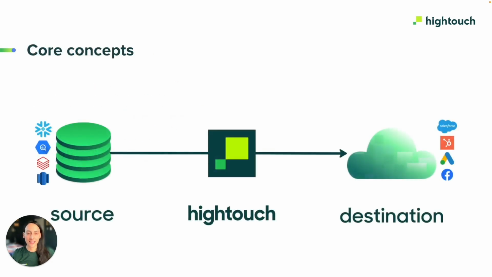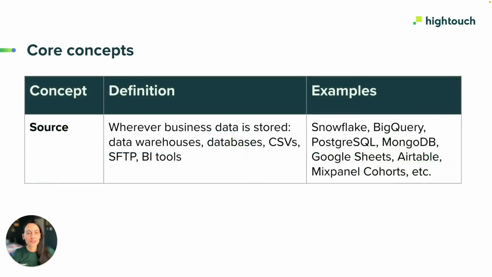Sources and destinations are the most intuitive to grasp. Sources are wherever business data is stored. They're most commonly data warehouses like Snowflake or Google BigQuery, but also include databases, CSV files, SFTP, or even BI tools.